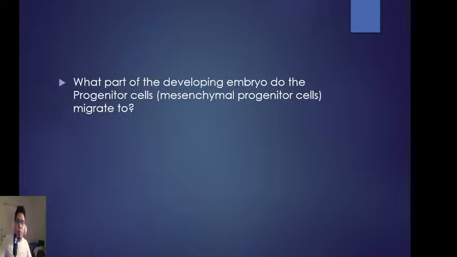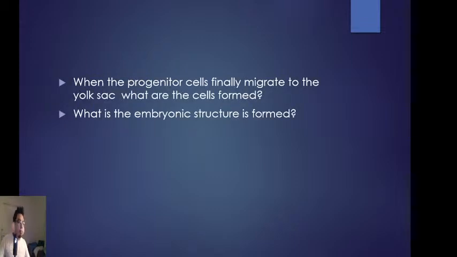Next, progenitor cells migrate to the yolk sac. They form what you call primitive erythroblasts, and that's what I keep referring to. These embryonic structures are called blood islands. So they form the primitive erythroblasts. Basically, they're cells that have already what? Proliferated or differentiated?